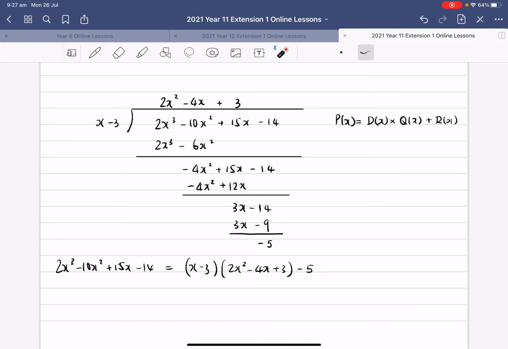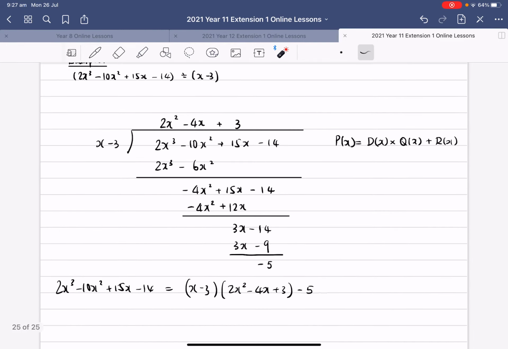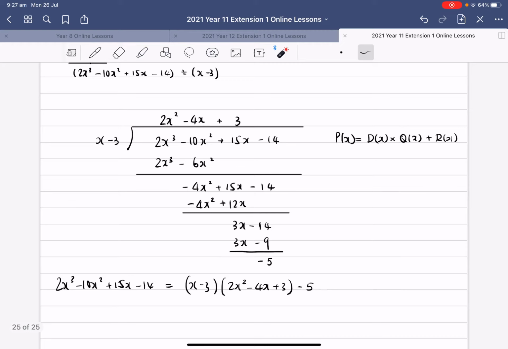Okay, now, a couple of things I do want to talk about in this case is pay attention to the power. That's something I really want to emphasize here. Have a look at the power here for the divisor. The degree of the divisor here is degree of 1. And then pay attention to the remainder here. The degree for the x, there is no x here, so that's a degree of 0.